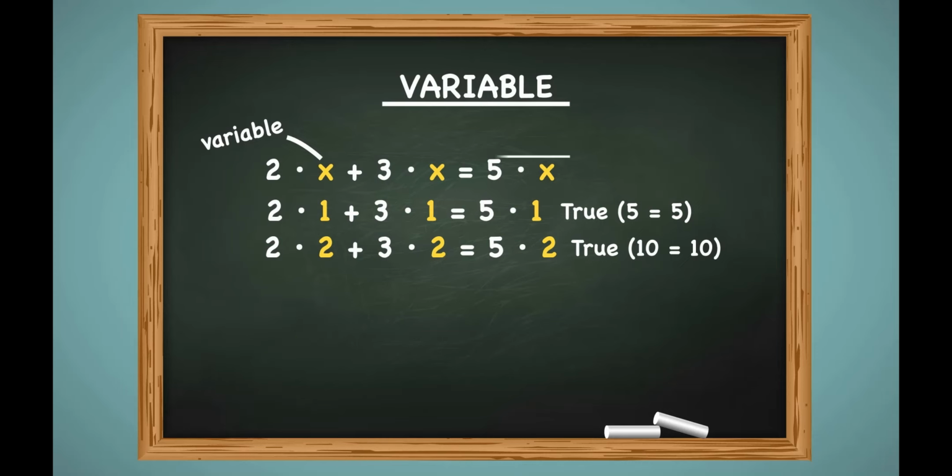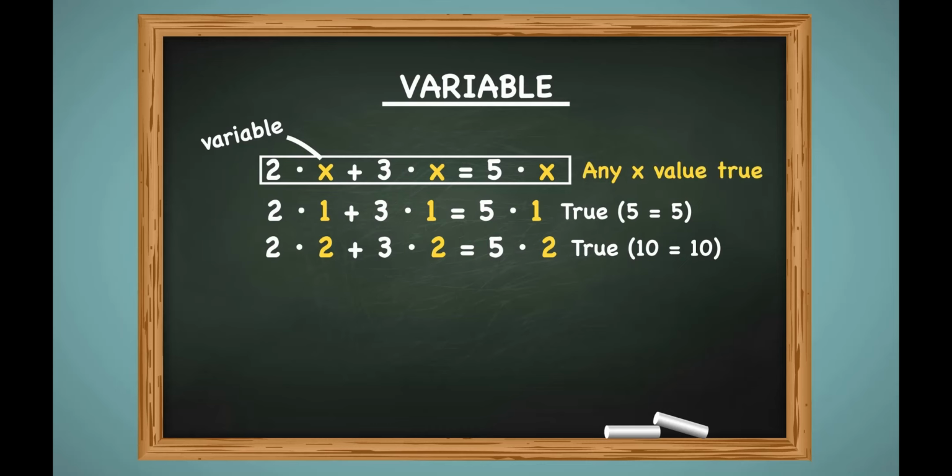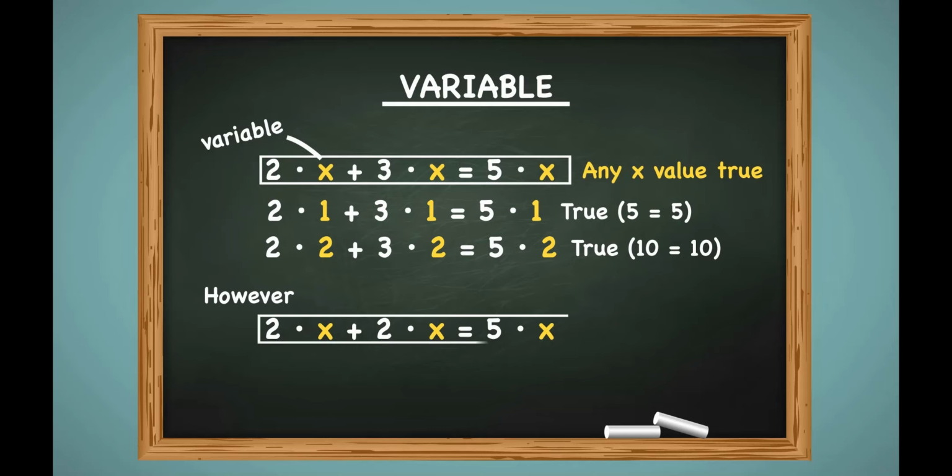The equation 2 times x plus 3 times x equals 5 times x is telling us that no matter what x we choose, that is, no matter what the value of x is in this circumstance, the equation is always true. On the other hand, the equation 2 times x plus 2 times x equals 5 times x is not true, because it's not true for every number of x.